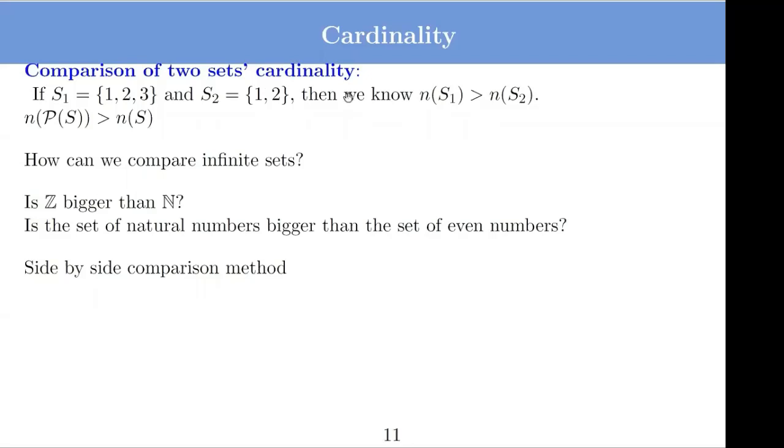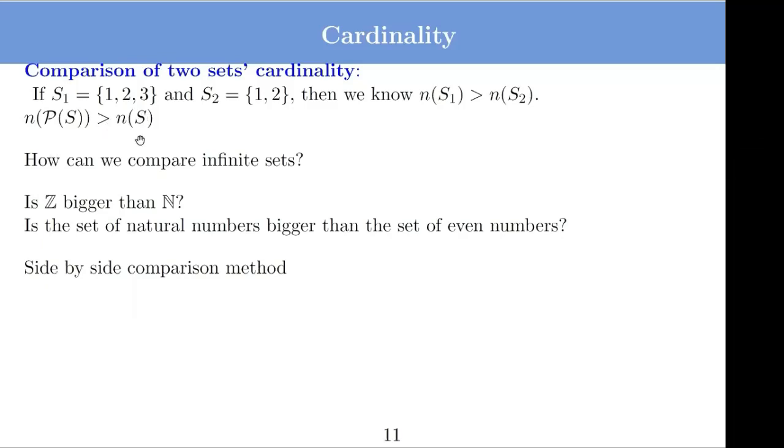Now, how do we compare the cardinality of two sets? That is very easy. If they are finite sets, I can just compute the cardinality and say which one is bigger. So if S1 is {1, 2, 3} and S2 is {1, 2}, I know the cardinality of S1 is 3 and the cardinality of S2 is 2, so of course the cardinality of S1 is more than the cardinality of S2. And by the same argument, you can prove that for a finite set, the cardinality of the power set is more than the cardinality of the set itself.